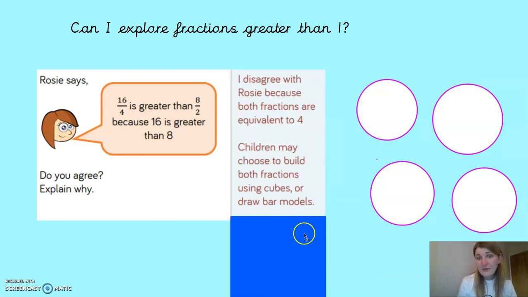Okay, so hopefully you found that actually Rosie was wrong. Both fractions are equivalent to 4. Links to your equivalent fractions work there. You might have drawn out and found that 16 quarters, you would have done 4 wholes split into 4. 16 of them is the same as 4. Same with the 8 halves.